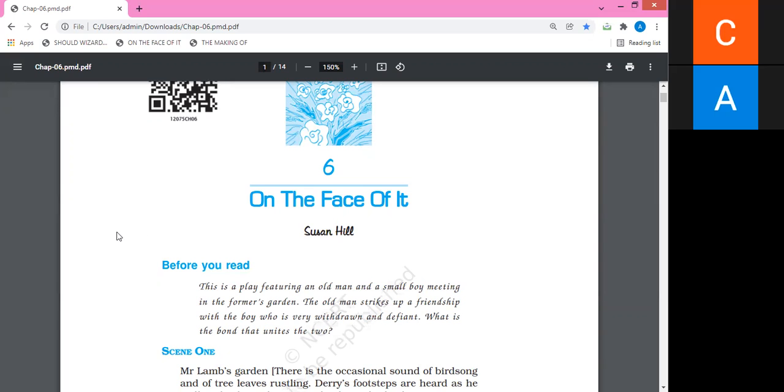Here we will be able to look at an old man, Mr. Lamb, and a teenage boy, Derek or Danny. Both were sufferers. Why were they sufferers? Because they were suffering from physical disability. Mr. Lamb was with a tin leg, as he had lost his actual leg in the war.